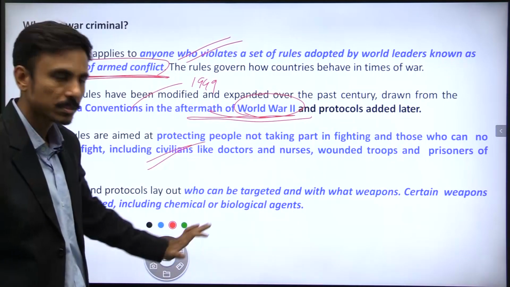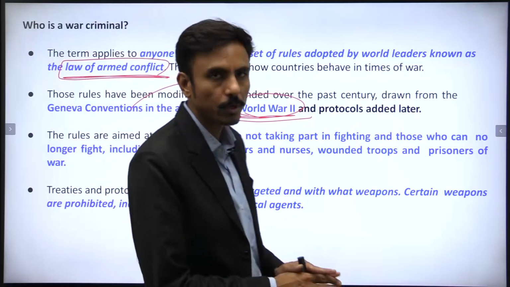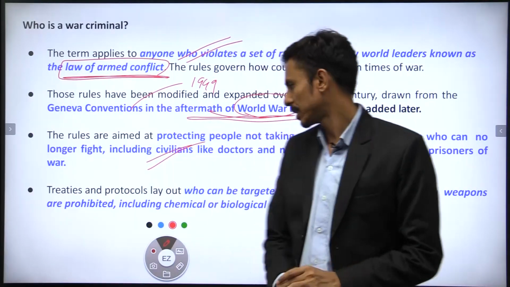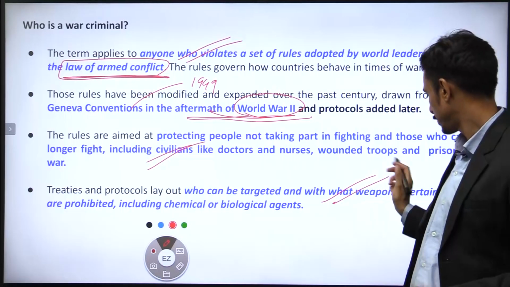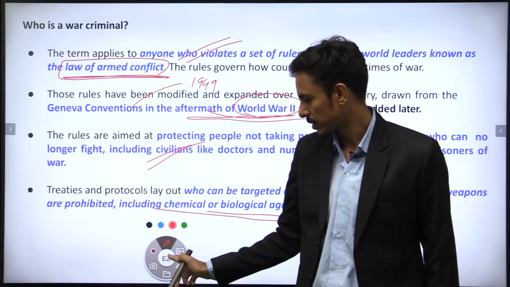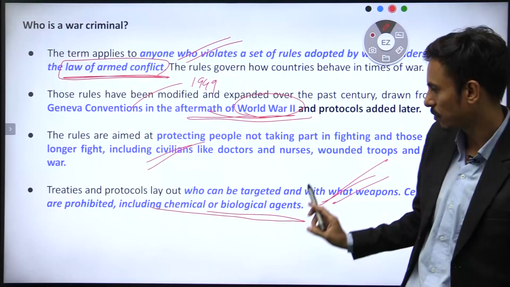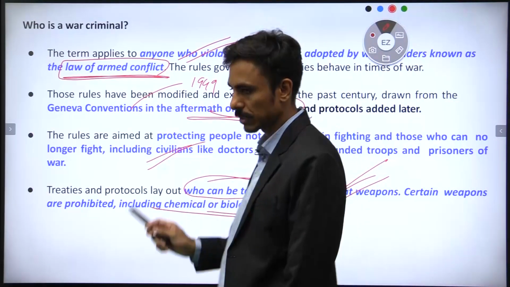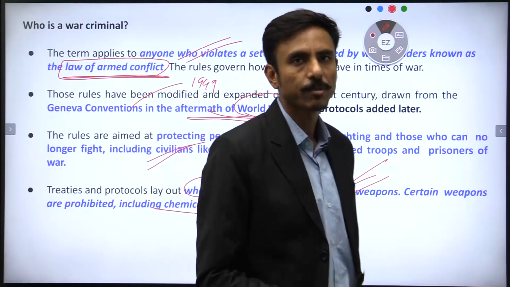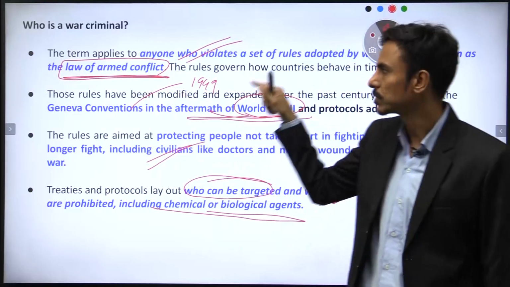Treaties and protocols lay out who can be targeted. Even the law of war declares who can be targeted, which area can be targeted, and with what weapons, and certain weapons are definitely prohibited, like chemical and biological weapons. So it decides what weapons can be used in war and who can be targeted, so that there is minimal destruction to civilian property and life. I hope we are clear with the war crimes.